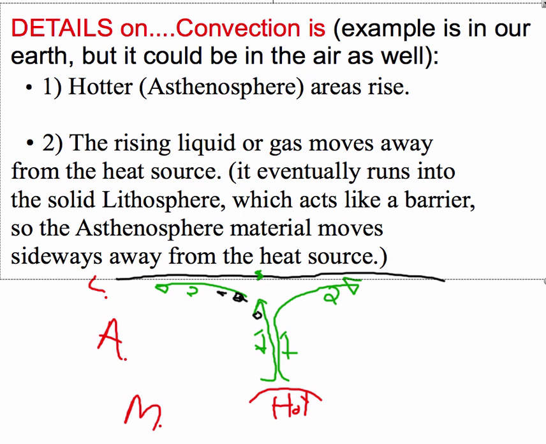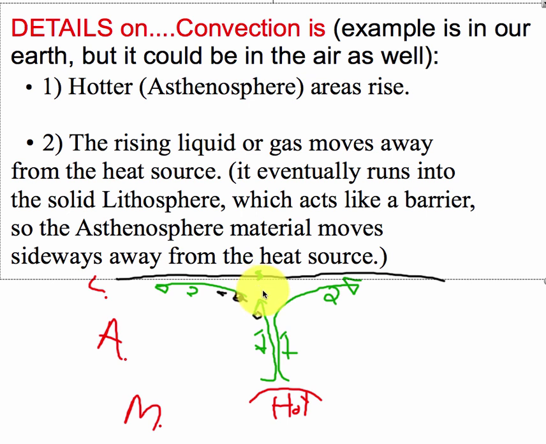So now back to details on convection, and we're going to use an example that occurs in Earth. But you could use these same concepts that occur in the air, in the atmosphere, in your classroom, in the lava lamp, whatever. And the first thing that happens is the hotter asthenosphere. That's what the A stands for. We have mantle M, A asthenosphere, L lithosphere. These are some of the layers of the Earth. And heat is in the mantle. It heats up the asthenosphere, and the hotter asthenosphere begins to rise towards the surface, or the lithosphere.